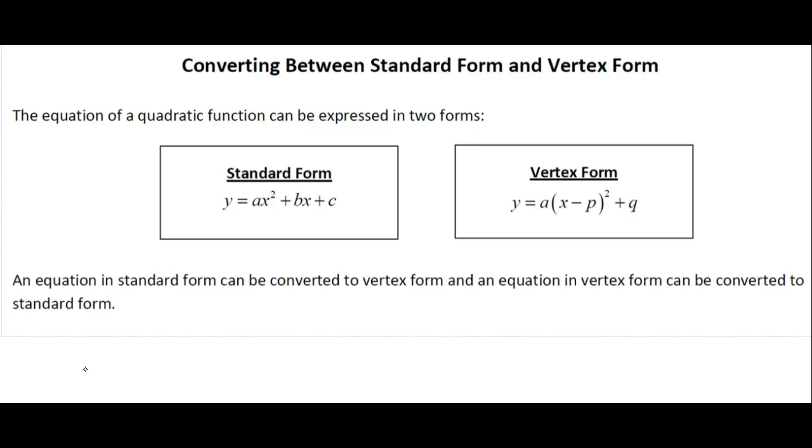But what if you're given a standard form equation? Y equals ax squared plus bx plus c. What we want to do is convert that to vertex form. What do you get out of here? So what information is in standard form?